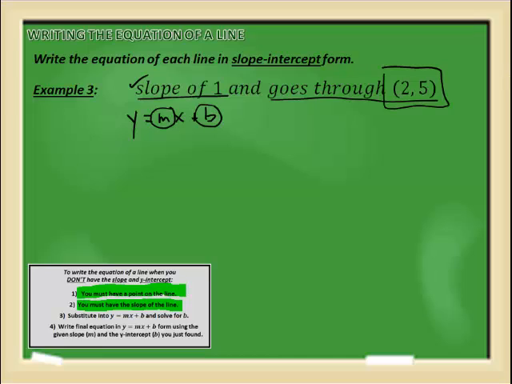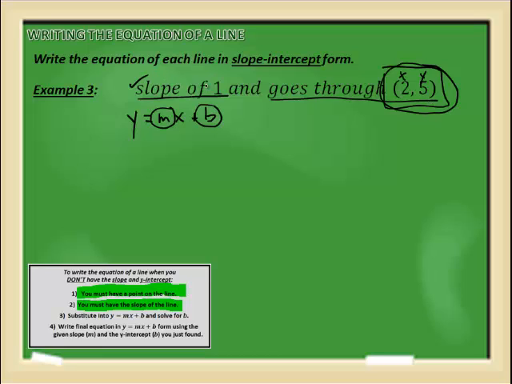So what we're going to do now is substitute into the equation y equals mx plus b. But you'll notice we don't have the b, so we're going to substitute this point into the equation. Remember, the 2 is your x, the 5 is your y. Since this point is on the line, the point has to make the equation a true statement. It has to be a solution. So that helps us find our b.